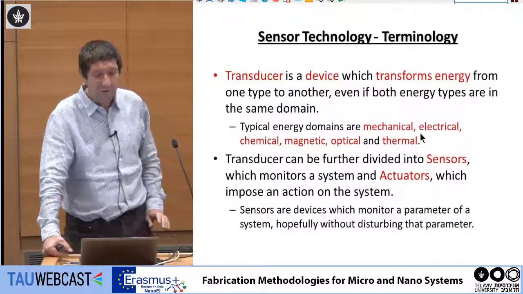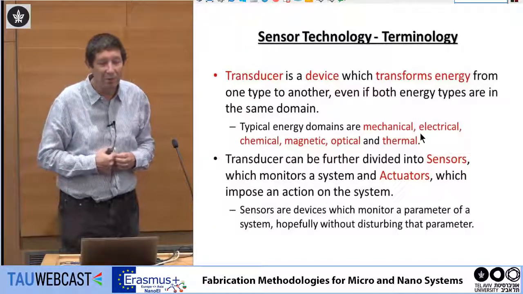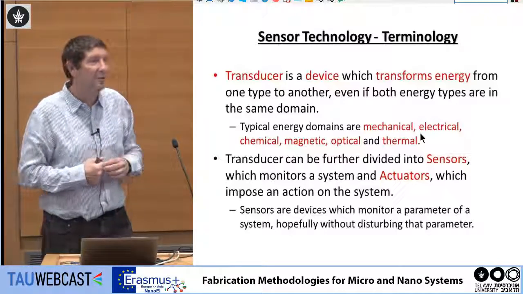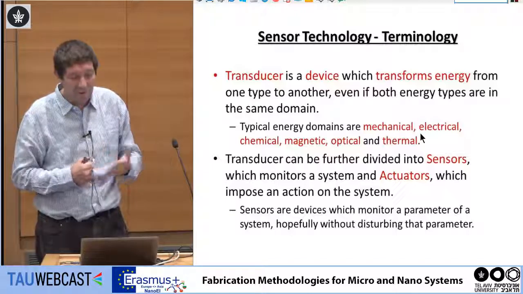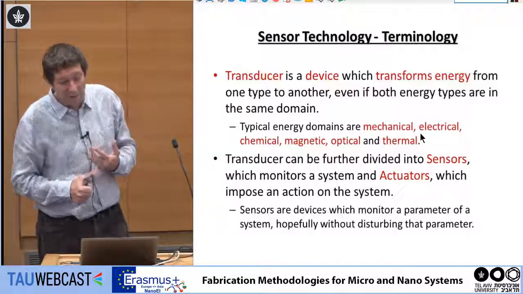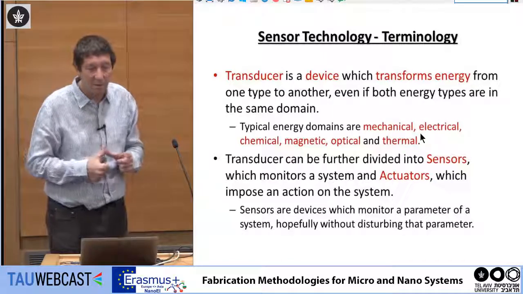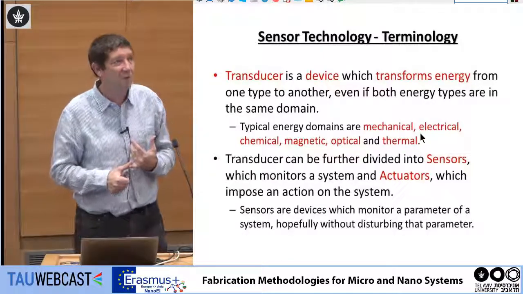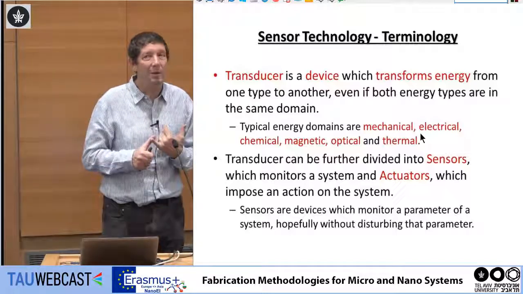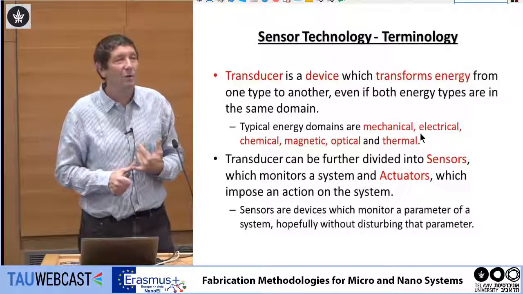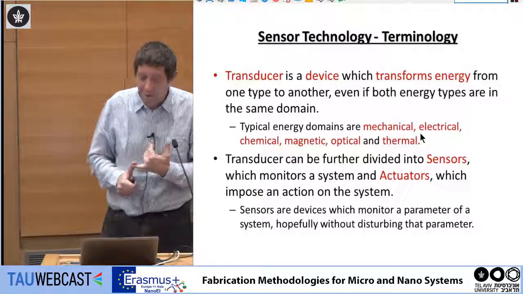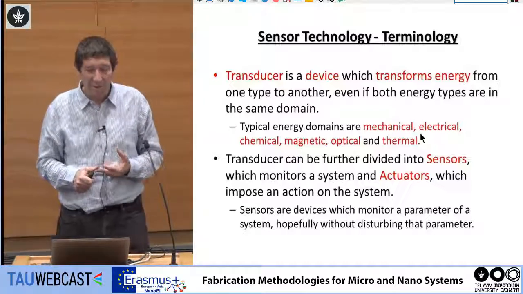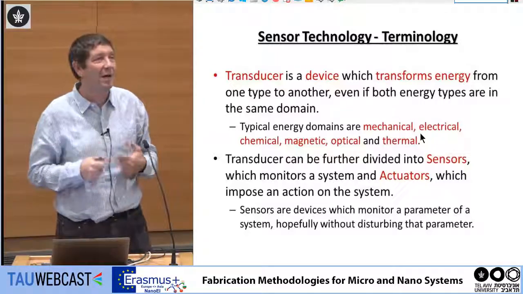A transducer is a device which transforms energy from one type to another, even if both energy types are in the same domain. I mean, a transducer can do electricity to electricity, but we are interested in mechanical, electrical, chemical, magnetic, optical, and thermal. And we divide transducers into two families. This is a little confusing, but please remember: we divide them into sensors, which monitor the system, and actuators, which impose an action on the system.